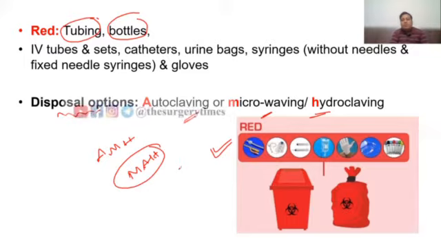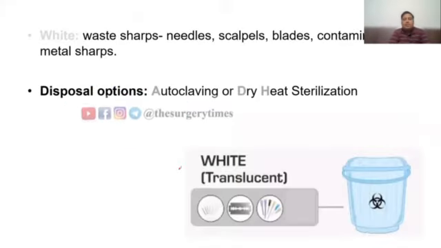And how will you dispose a red bag? Out of all of these, the disposal options for the red bag are all except incineration: autoclaving, microwaving, hydroclaving. Incineration is specially used for yellow bags. I will discuss that.